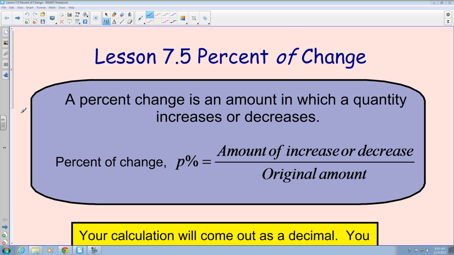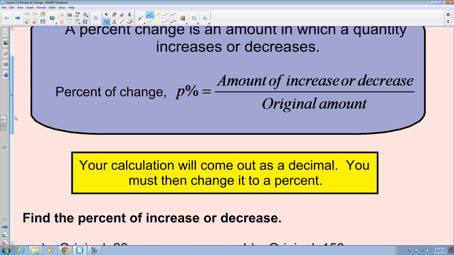So basically what we're going to do is make it into a fraction. We're going to calculate it, and once we calculate it, your calculation will come out as a decimal, and then you must change it into a percent.